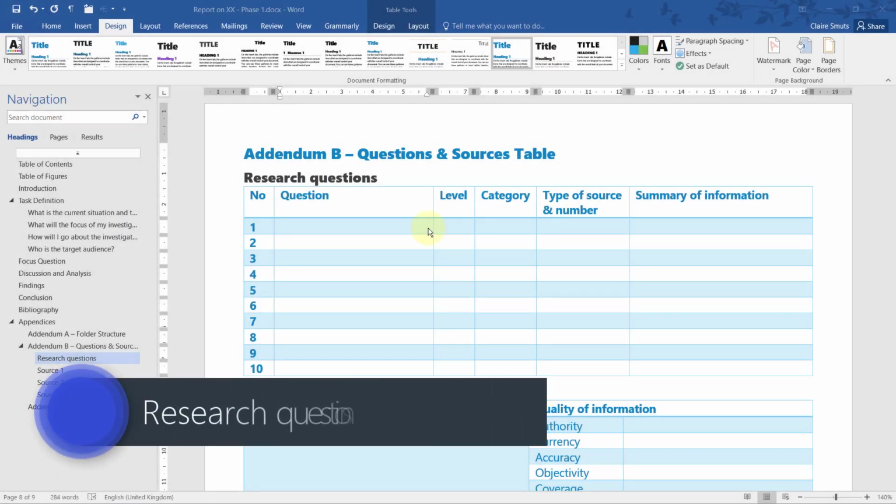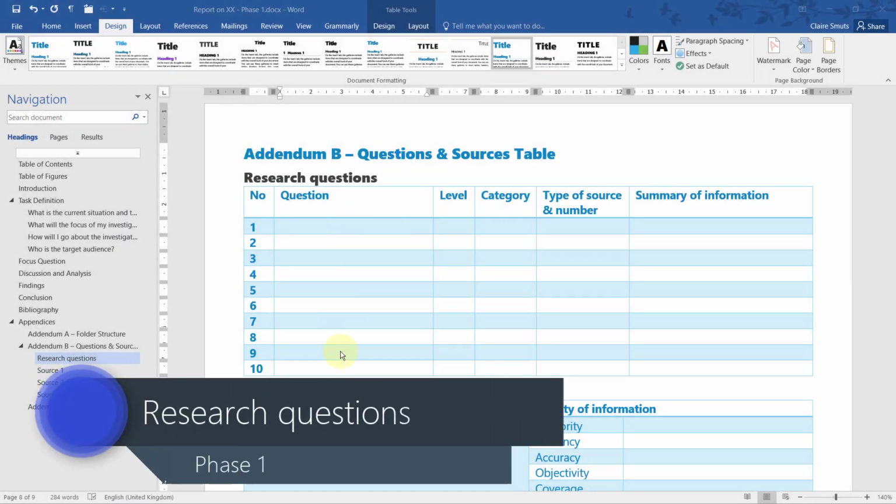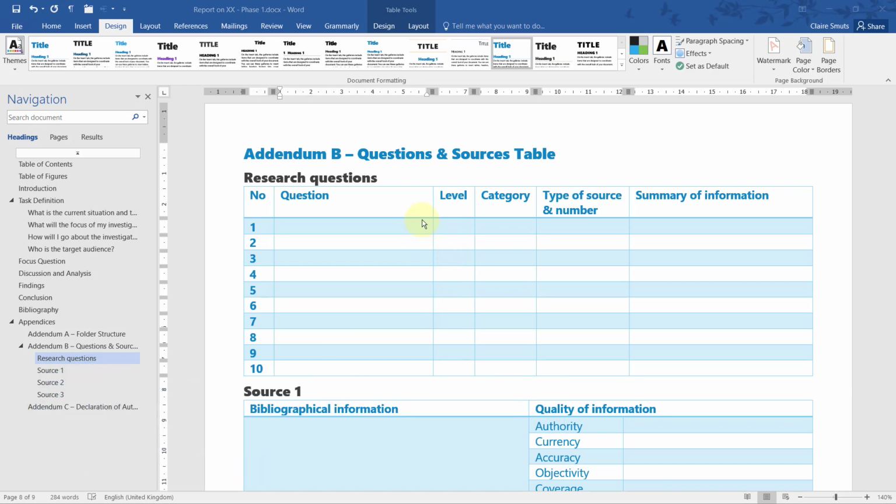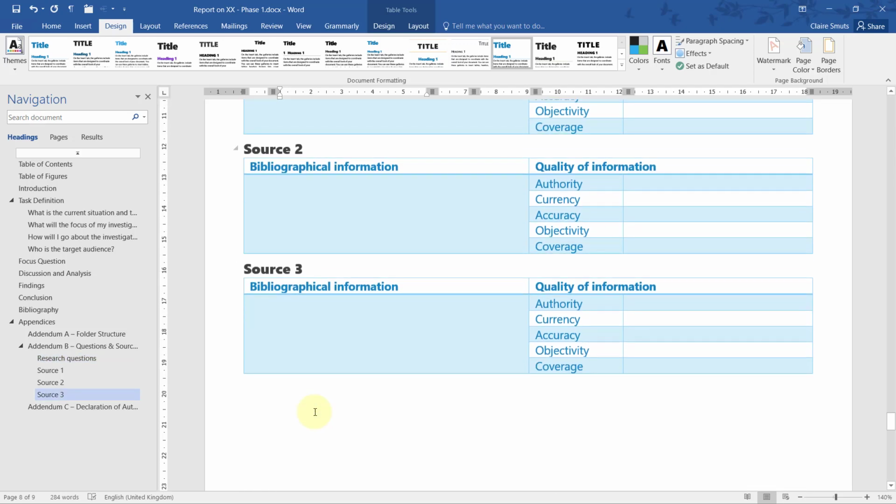Alright, so now we need to fill in the research question table. Now, there's two ways of approaching this. The correct way to do this in a formal research report, which you would do at university, is to first think of 10 questions so that you have something to go research, and then based on that go find the sources. The problem with that approach in this instance is that we only want 3 sources.